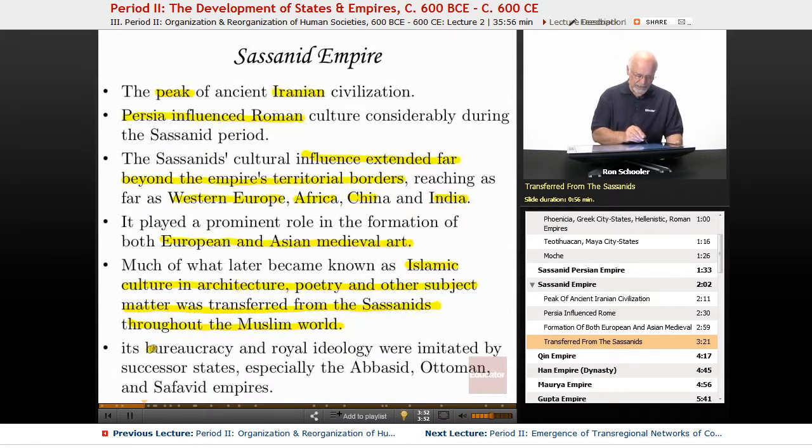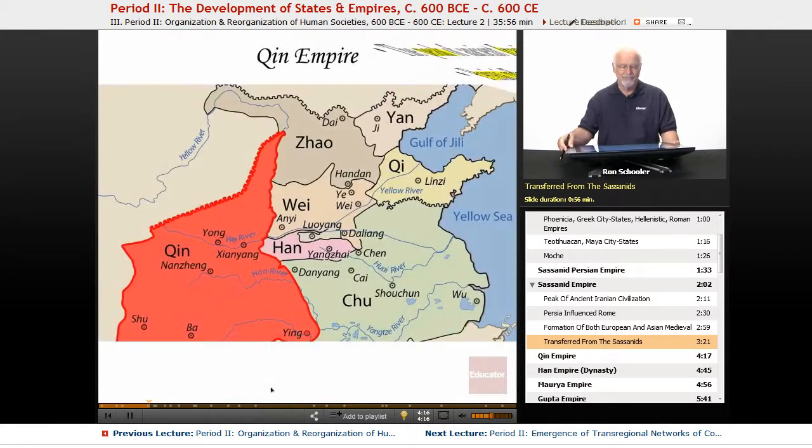And its bureaucracy, its way of ruling things, and its royal ideology were imitated by successor states. And here we have the Islamic states of the Abbasids, the Ottomans, and the Safavids empires. They're tremendously influenced by the Sassanid Empire. So the Persian Empire is an important one.